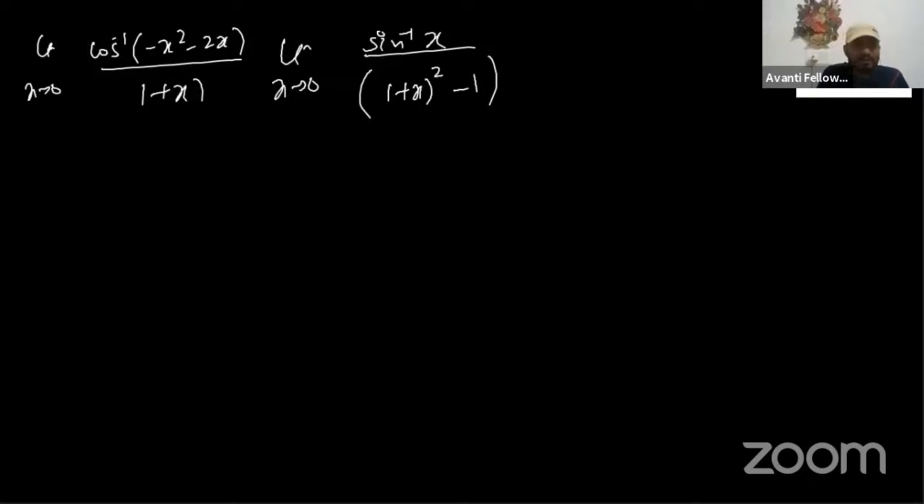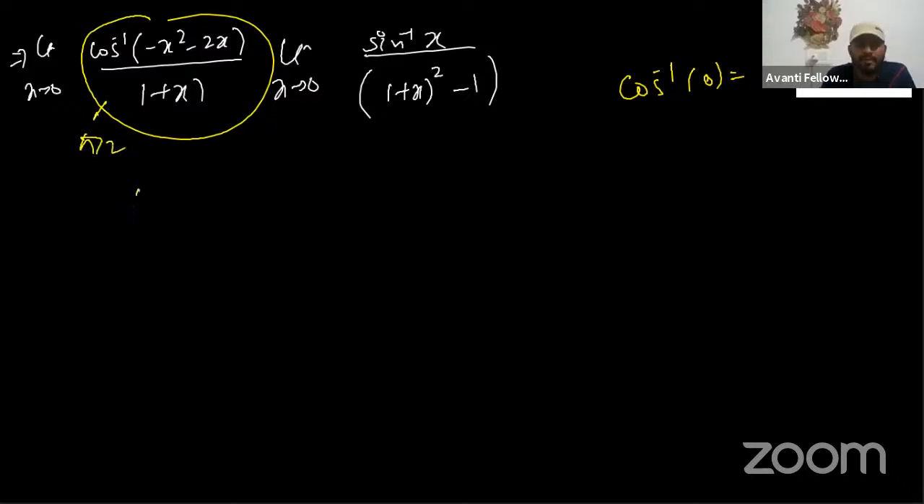So guys, remember this thing: when you put x equal to 0, you will get what? Cos inverse 0. Cos inverse 0 is nothing but, can you tell me any value? Yes, pi by 2. Absolutely. So this thing becomes pi by 2. So this is limit x tending to 0 negative.